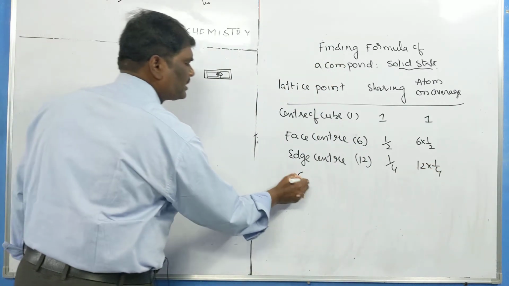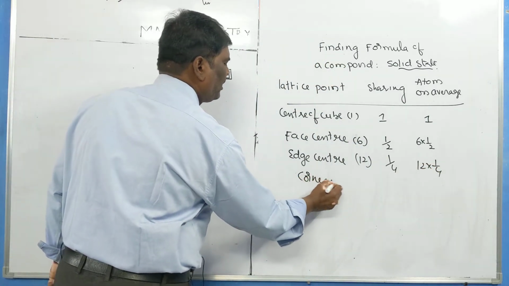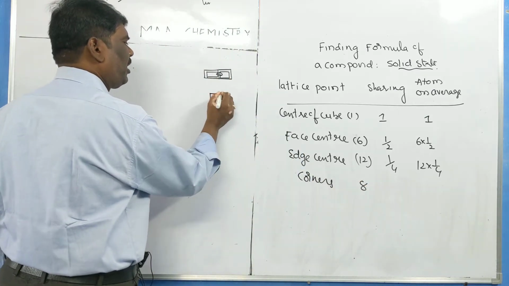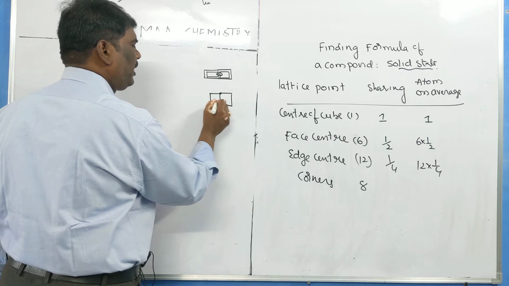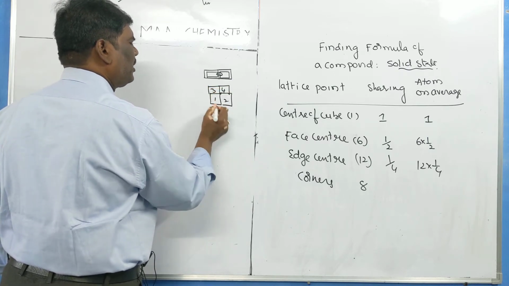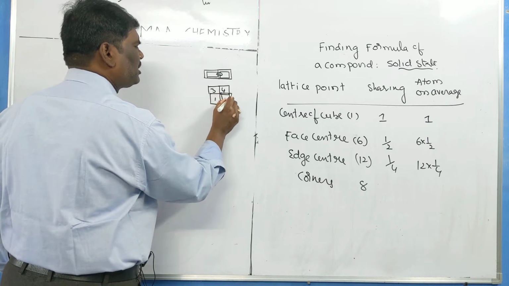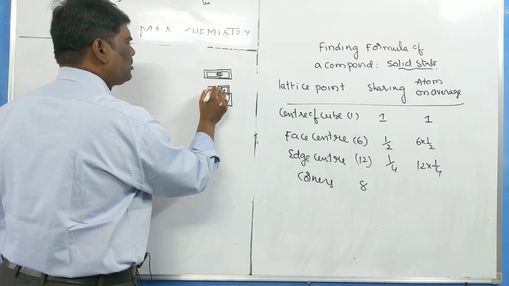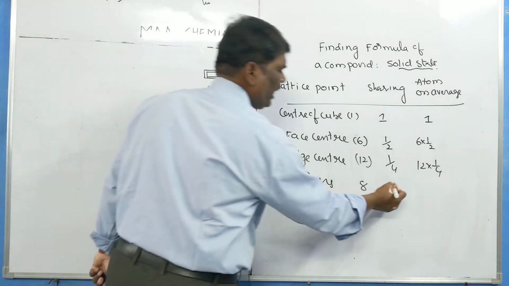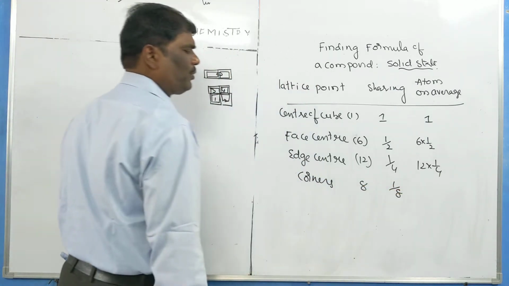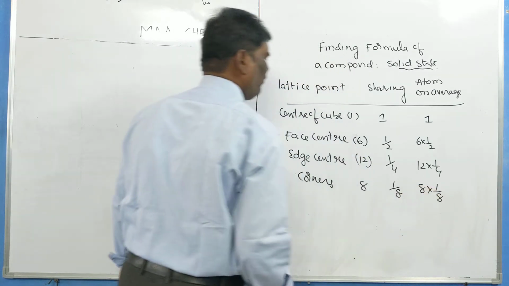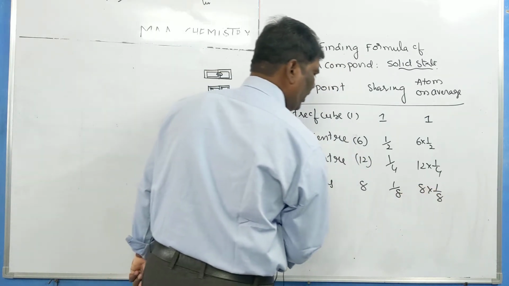Now corners, how many corners are there? There are 8 corners. Each corner is shared by how many? Here this is 1, 2, 3 and this is 4, and a cube is kept above each of these. Thus 8 are sharing, each one's sharing portion is 1 by 8. So we take 8 into 1 by 8.